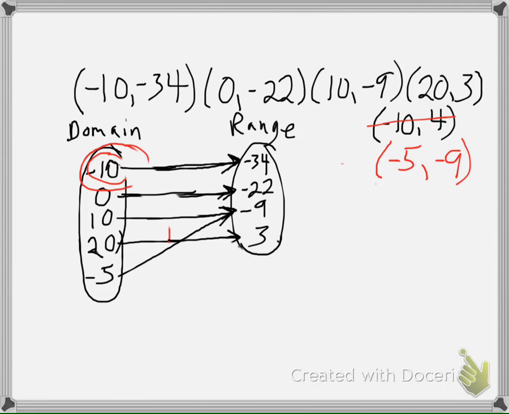Now, this is still a function. There is no rule about how many different domains can lead to the same range. So as long as each number in the domain only has one line leading from it, as long as it's only going to one item in the range, then it's okay, and then it's a function. So this would be an example of a function.